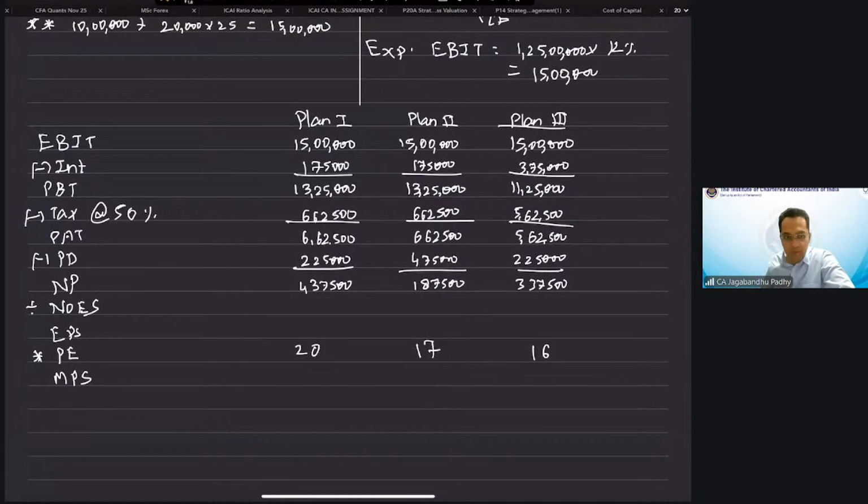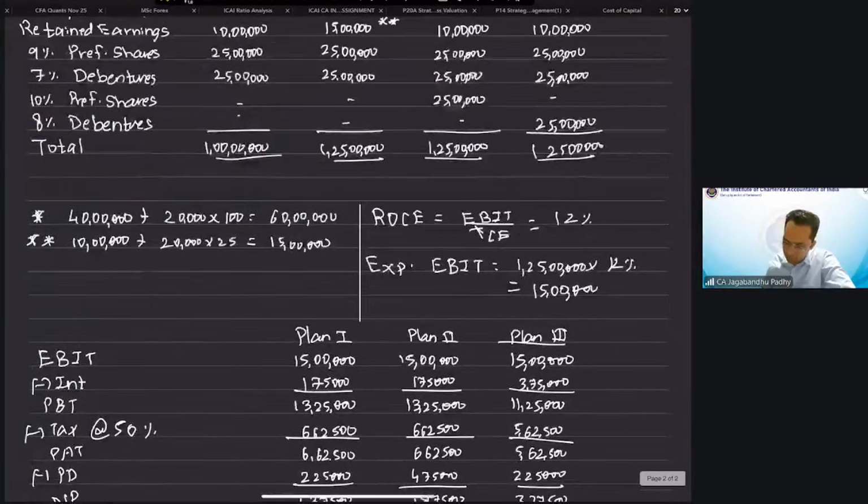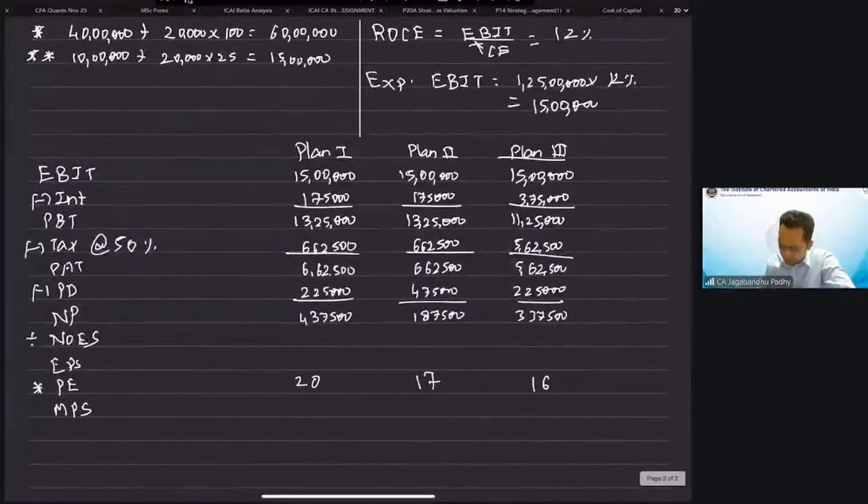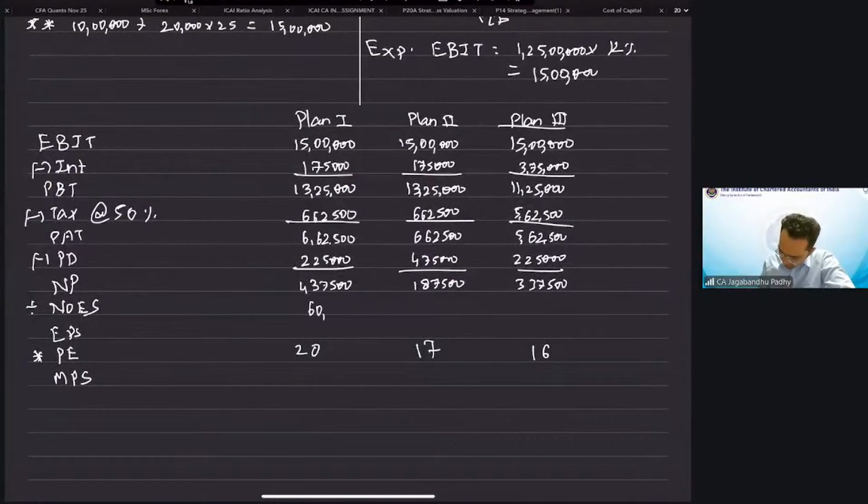Number of equity shares is going to be, in the first plan, 60,000, and in the second and third plan it is going to be 40,000 each. So we get the EPS numbers. EPS is net profit divided by the number of equity shares. So this is 7.29.